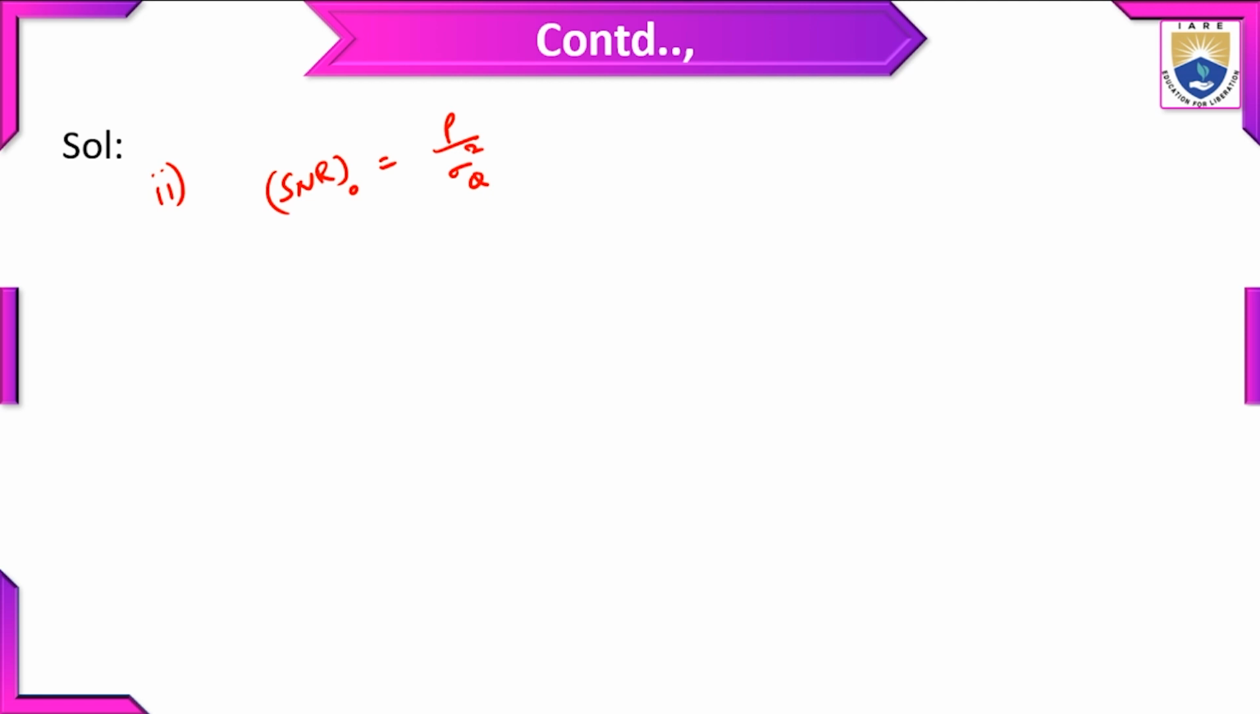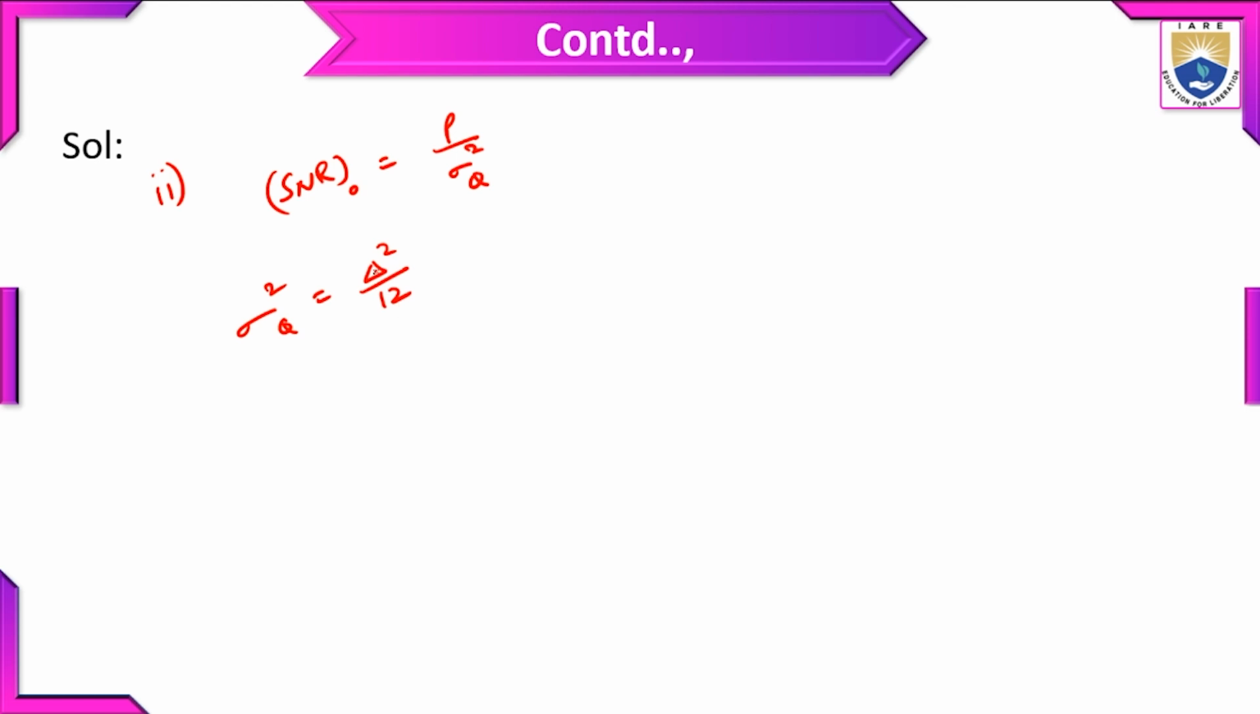Okay. So this is a formula, SNR, signal to noise ratio output is equal to average power divided by mean square of the quantization error. Okay. So we know that sigma square Q is equal to delta square by 12. So this is the mean square error. Sigma square Q is equal to delta square by 12.